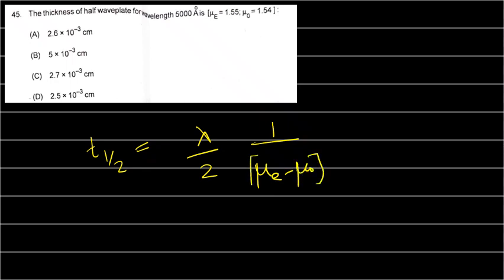There is a formula to calculate the thickness of a half wave plate, that is lambda over 2 times 1 by mu E minus mu 0. So if you calculate with the formula, the answer is coming 2.5, which is option D.